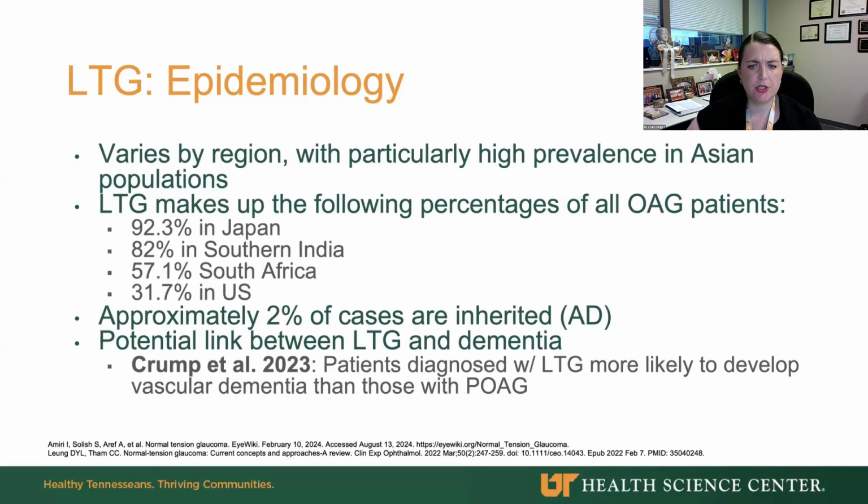With regard to genetics, approximately 2% of cases are inherited, typically autosomal dominant. And there may be a link between low tension glaucoma and dementia, according to some studies, particularly vascular dementia.